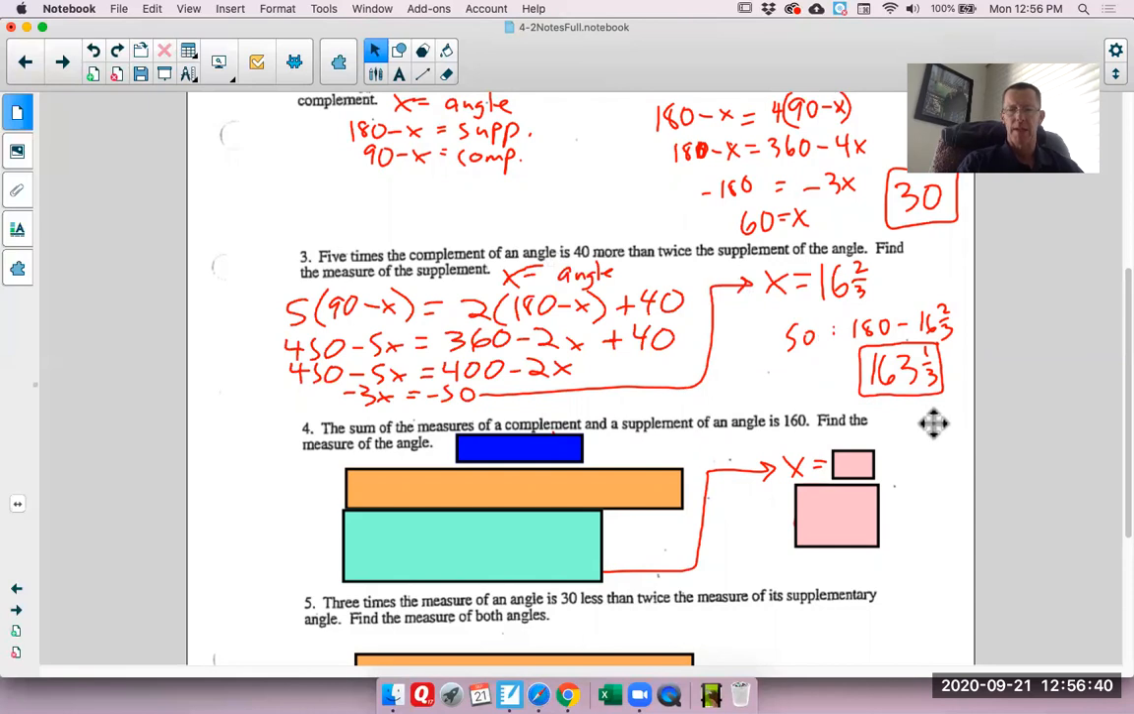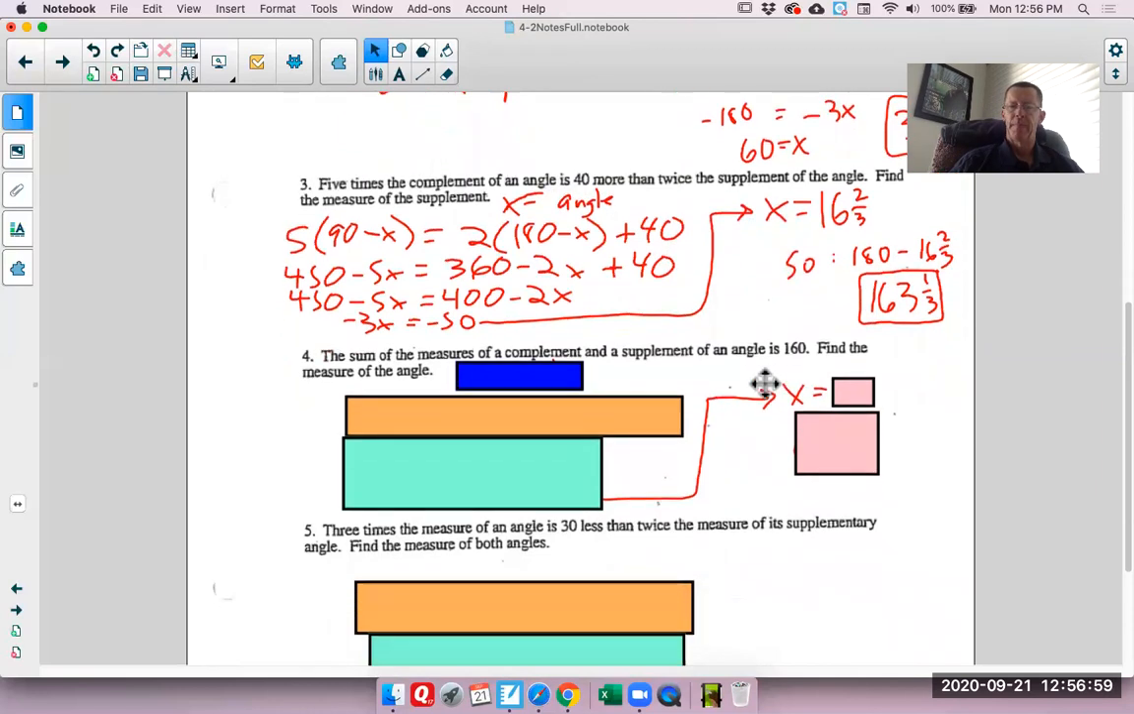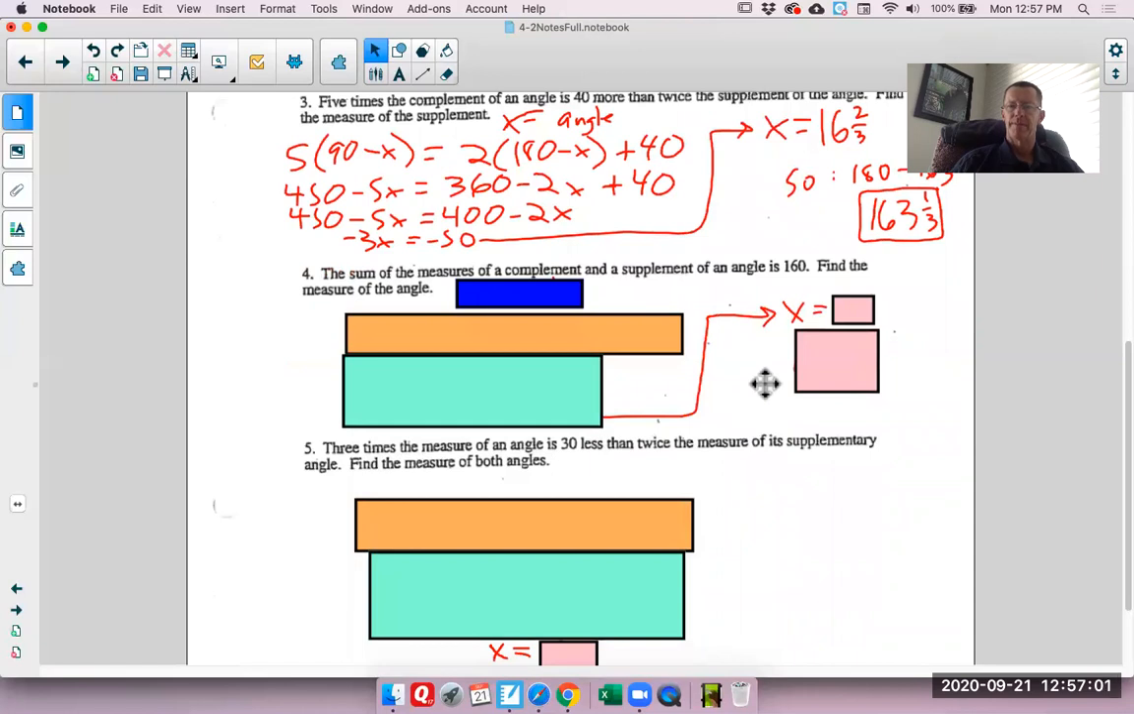Again, remember, you can check these by plugging in or just think about it. Figure out what the complement is, right? Isn't it going to be 73 1/3? Multiply that times 5, and that should be 40 more than this doubled, okay? All right, now try number 4.